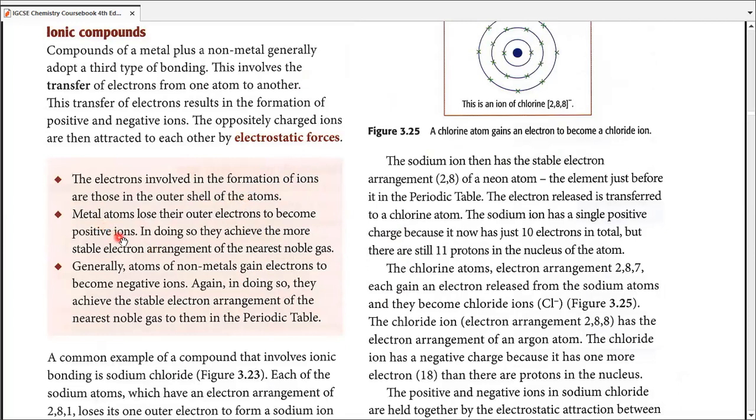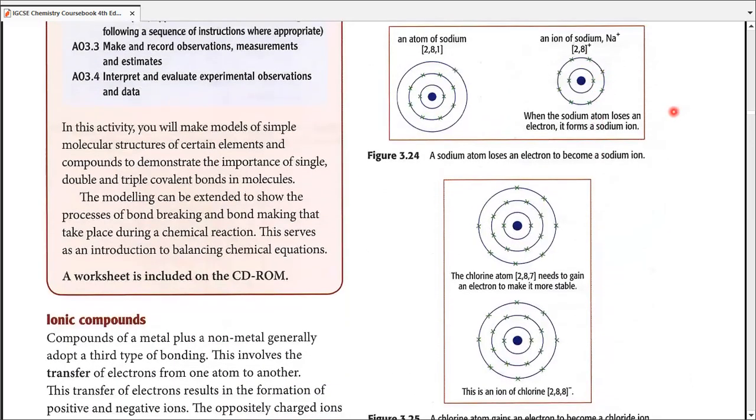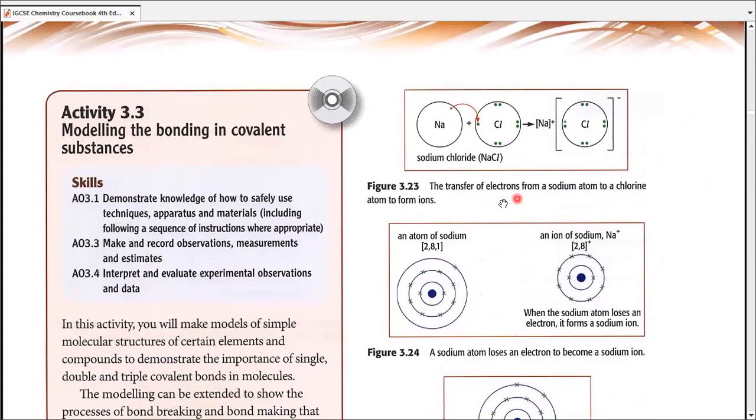Metals, as I've explained earlier, tend to lose their outer shell electrons to become positive ions. We also call them cations. In doing so, they achieve a more stable electron arrangement of the nearest noble gas, right? For example, if we talk about sodium chloride, sodium can easily lose one electron in its outermost shell, and then the sodium ion, which will look like this, will have the electronic configuration of the nearest noble gas.